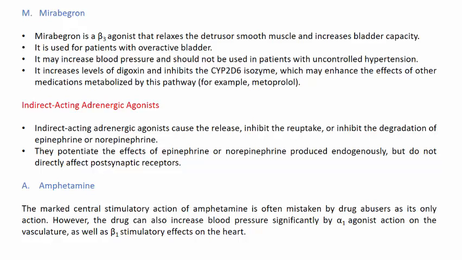مثال عليها هو الأمفيتامين، والأمفيتامين the marked central stimulatory action of amphetamine is often mistaken by the drug abuser as its only action. However, the drug can also increase blood pressure significantly by alpha-1 agonist action on the vasculature as well as beta-1 stimulatory effect on the heart. Okay، يعني إنه الأمفيتامين مثل ما أكيد يعني إنه سامعين إنه has or mistaken by drug abuser as its only action، لكن هذا الدراج also increase blood pressure بواسطة significantly by alpha-1 agonist action on the vasculature والbeta-1 stimulatory effect on the heart.